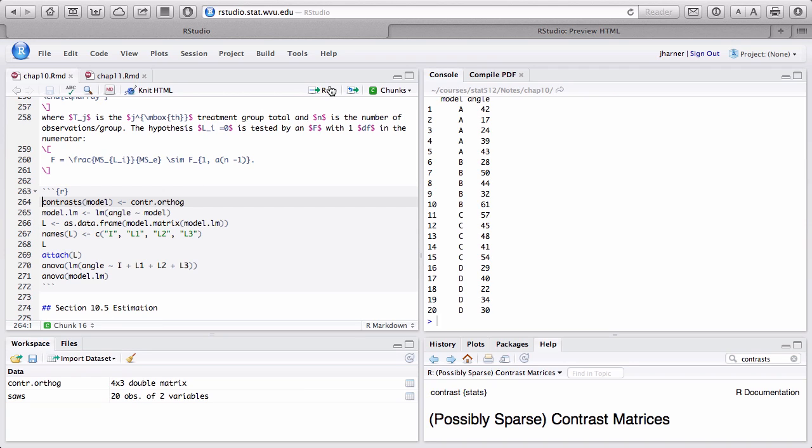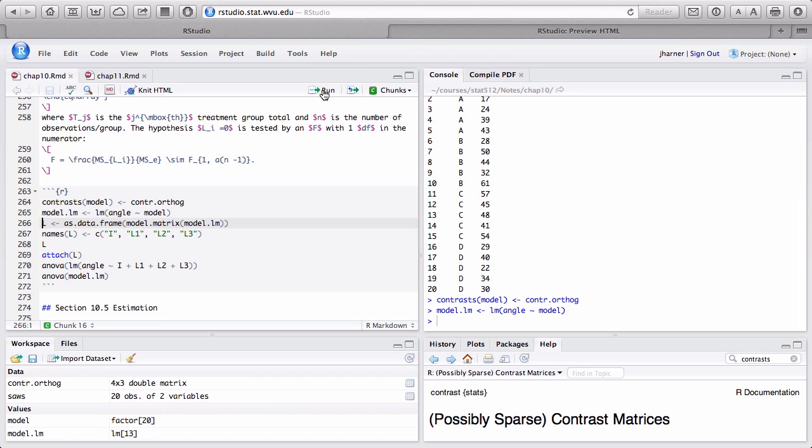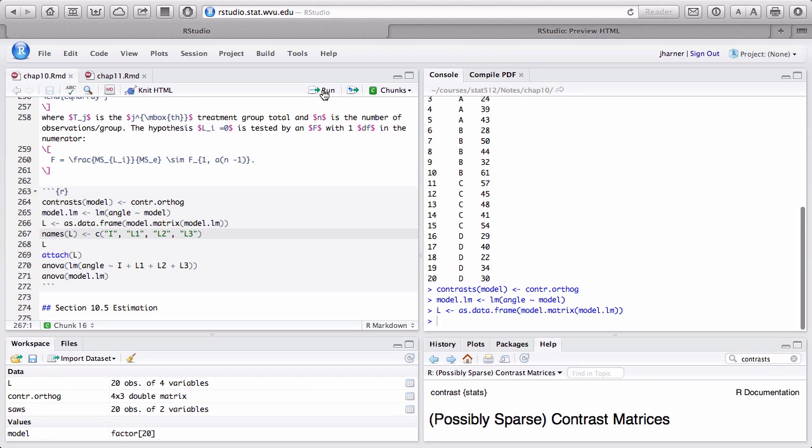so now if I define the contrast for model, this is what's called a replacement function. It's taking model, which is on the right-hand side after the tilde. In other words, I'm fitting angle tilde model, and I'm defining the contrast of model to be contrast.orthog. Otherwise, by default, it's going to use alpha 1 equals 0, and it's not what you want. And now I'm going to fit the model, and then I'm going to do this coercion.